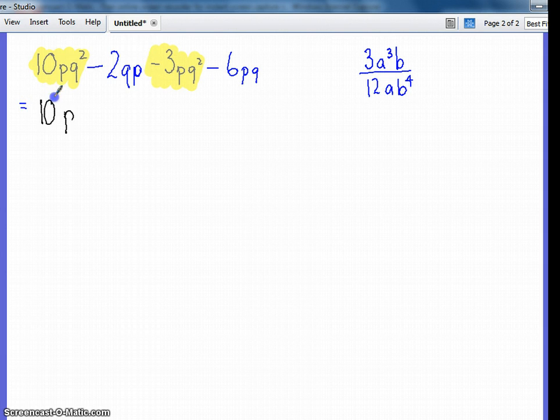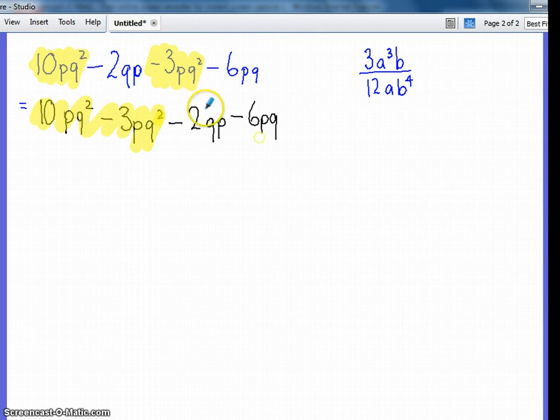So it looks like this, 10 PQ squared, take 3 PQ squared, and because these aren't the same at all, QP and PQ, they're not like terms at all, I just chuck them on the end, exactly as they are. The minus sign goes with that, and the minus sign goes with that. And so we've got something that looks like that. Now again, this is the stuff that you can simplify. You can't do anything with this here, because they're not similar.